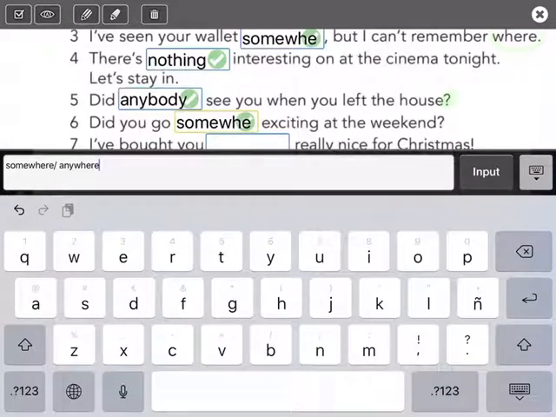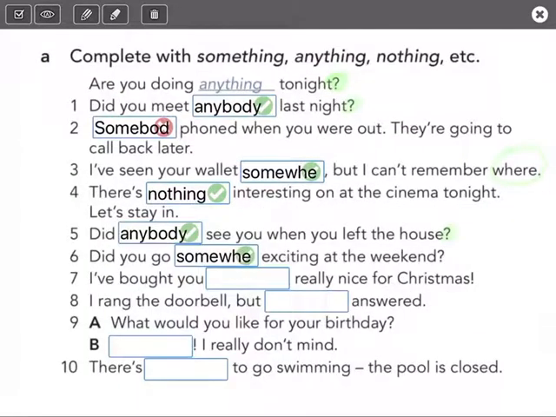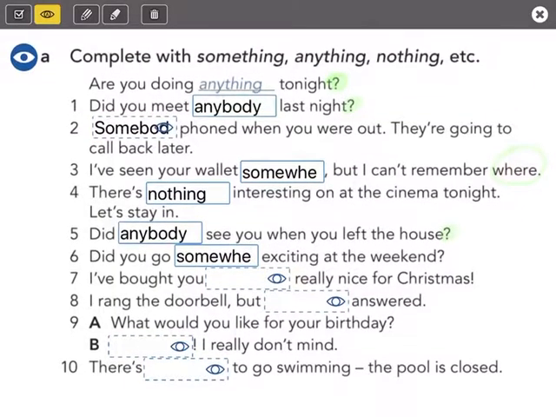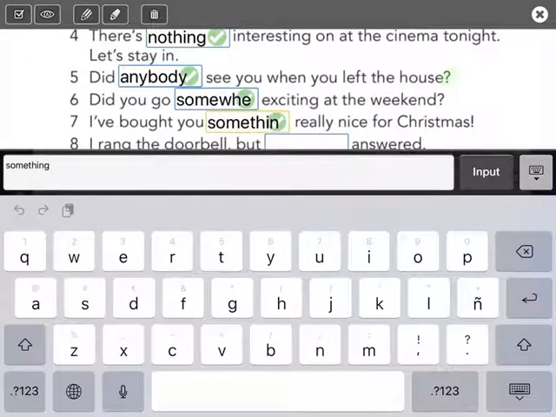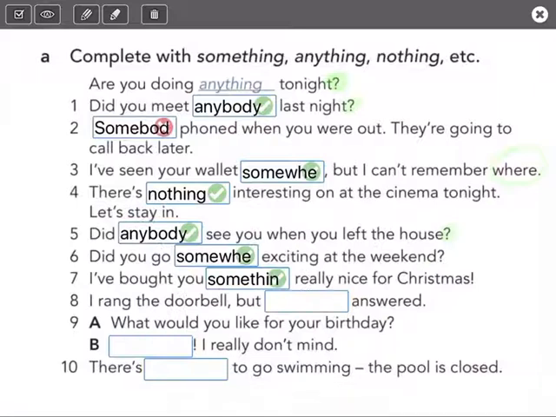¿No? Pero claro, supongo que si yo te pregunto, ¿y has ido a algún sitio? Me vas a decir que sí que has estado, o sea, en algún sitio interesante. Pero el anywhere me gusta más para esta frase, ¿vale? What about number 7? I've bought you something. Now, excuse me, these words are a bit long, ¿no? Son un poco más largas las palabras para llenar el hueco. I bought you something really nice for Christmas. What about number 8?